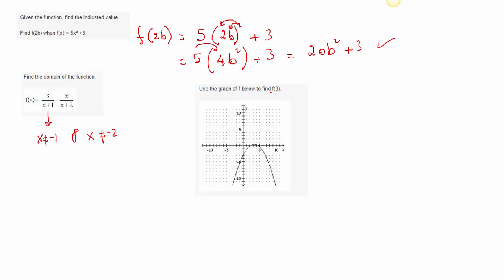Use the graph below to find f of 0. So what is f of 0? f of 0 is the value of y when x equals 0. Right? So x equals 0 is here. What's the value of y? Here's the value of y. Negative 3. So f of 0 is negative 3. Okay?